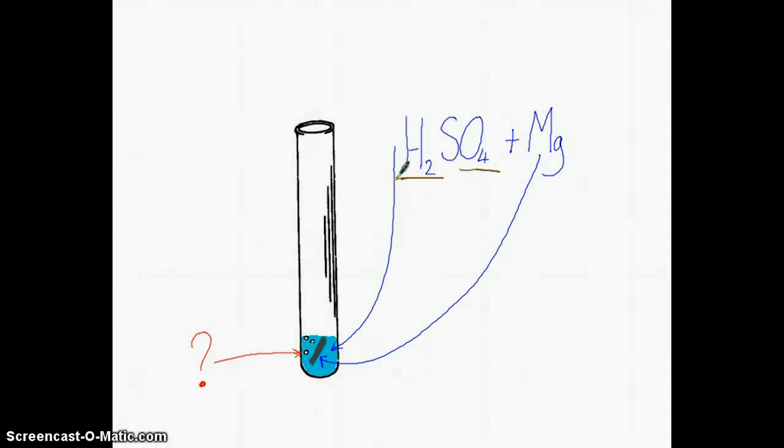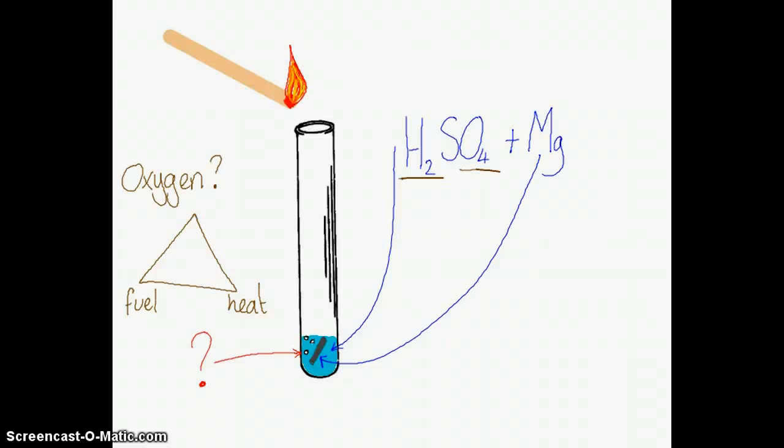And there's a very, very easy test to see which is which. And both require a splint and a flame. Oxygen is needed for fires. So if I take my splint and I blow out the flame, if the gas in the tube can reignite the splint because it still has heat and it has fuel, then the gas is oxygen. But this gas doesn't relight my splint. That means it's not oxygen.